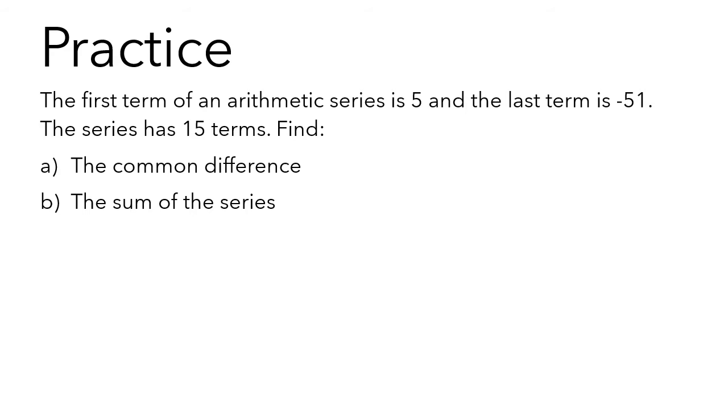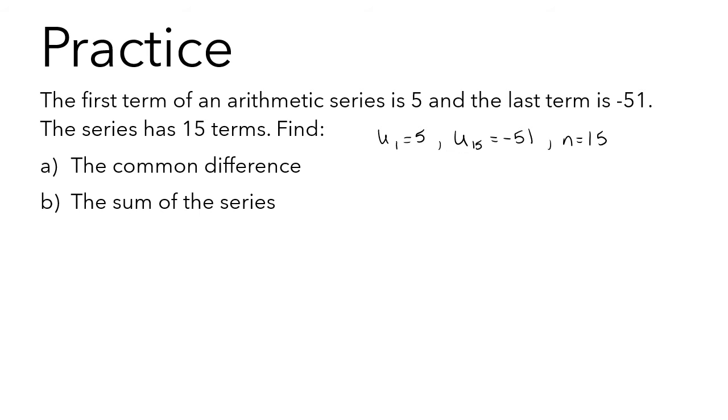Alright, so let's try some examples. The first term of an arithmetic series is 5, and the last term is negative 51. The series has 15 terms. Find the common difference and the sum of the series. So we know that the first term is going to be 5, and the last term, which is actually just the 15th term, is going to be negative 51. And I'm also going to write n equals 15.